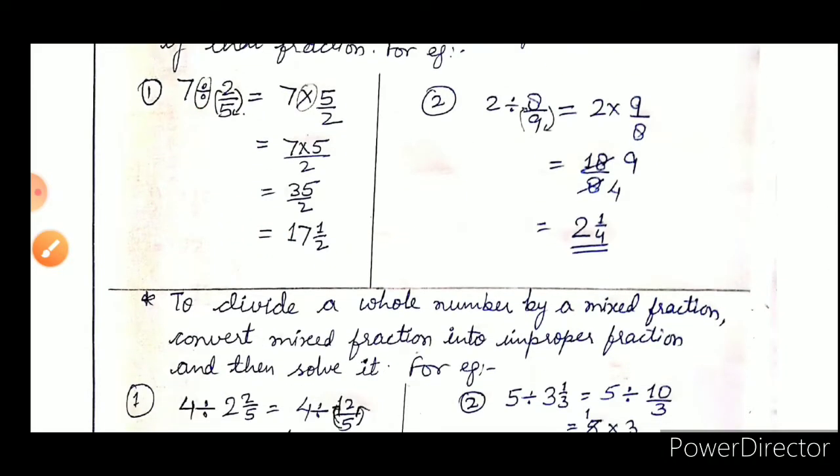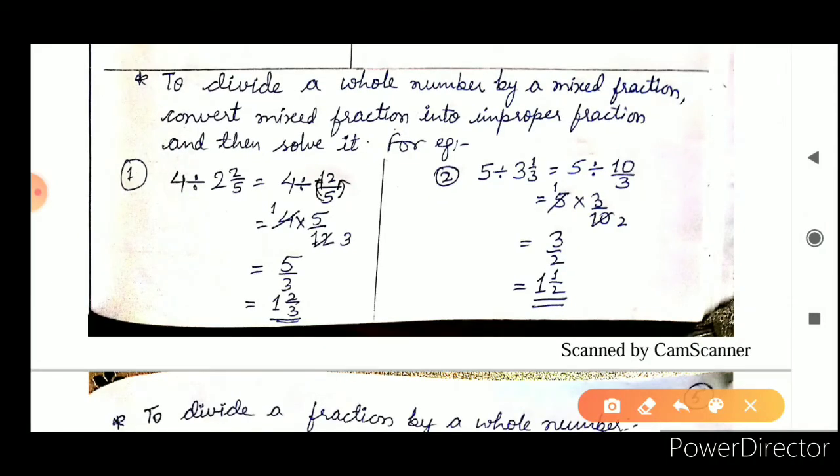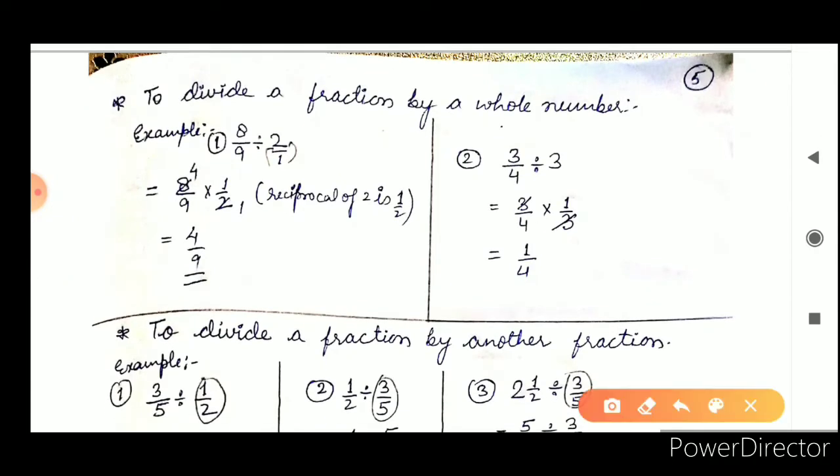Now the next point to be noted is to divide a whole number by a mixed fraction. Here we cannot multiply by a mixed fraction, so first convert the mixed fraction into an improper fraction, then replace the division by multiplication and further simplify. Next point is to divide a fraction by a whole number. Here a whole number is given, that means 1 is already in the denominator. Replace the division by multiplication and further simplify.